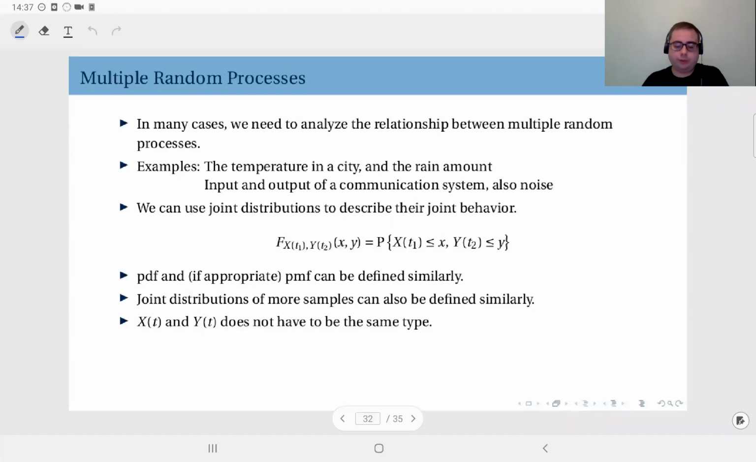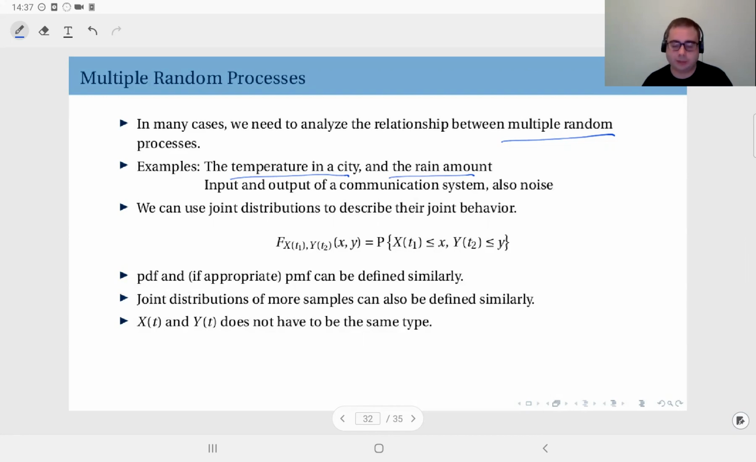Okay, so in many cases, we need to analyze the relationship between multiple random processes. And here we have just two simple examples. The temperature in a city is a random process across time. And the rain amount, again, is across time. But these two, you see, are related to each other in certain aspects. They are affected by the same effects, and they sort of behave together based on some factors. Therefore, it makes sense to analyze them together.